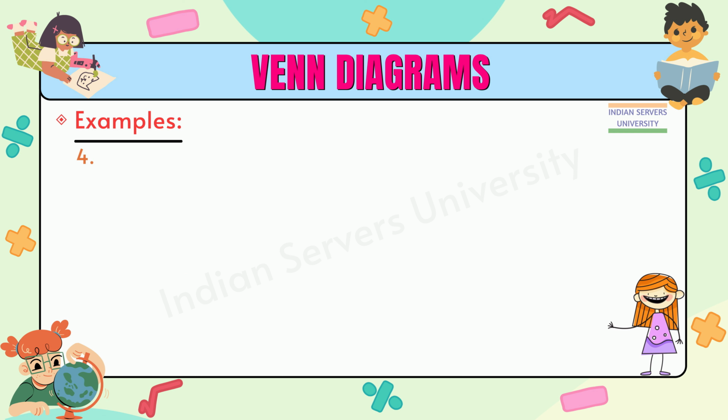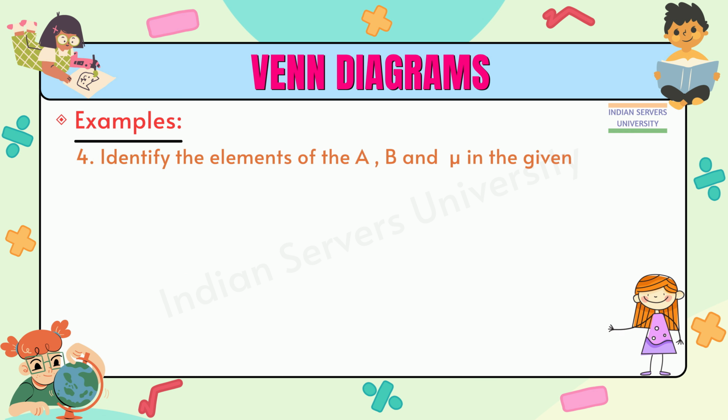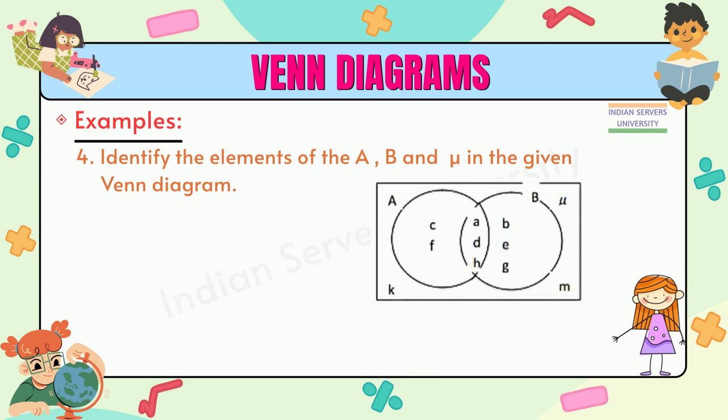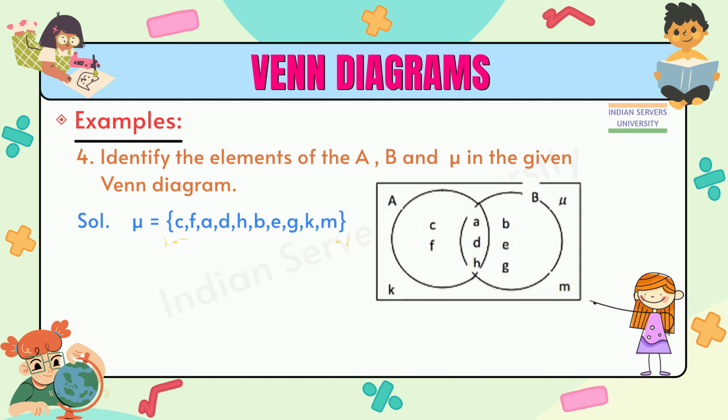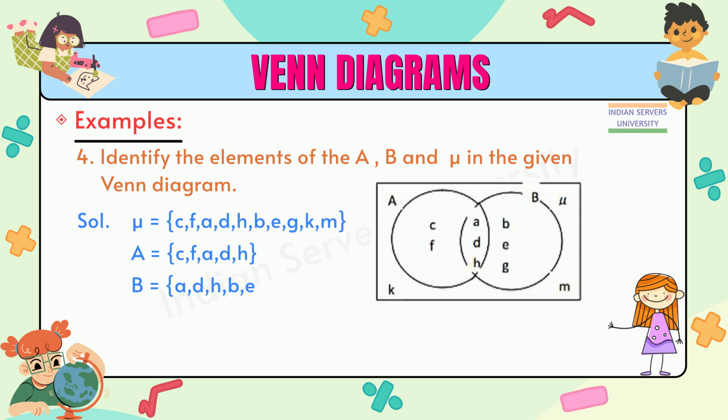Next one, identify the elements of the sets A, B and mu in the given Venn diagrams. So, ఇక్కడ mu లో ఓవరాల్ గా ఏమేమి ఉంటాయి? C, F, A, D, H, B, E, G, K and M. ఇప్పుడు A లో ఏమేమి ఉన్నాయి? C, F, A, D, H. B లో ఏమేమి ఉంటాయి? A, D, H, B, E, G.